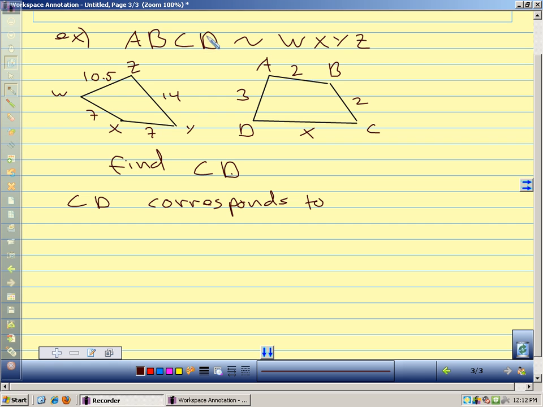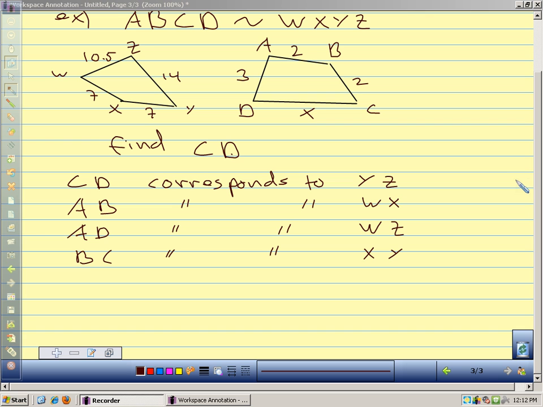So what do you say, Tyler? YZ. CD and YZ match up. So CD corresponds to YZ. Let's match up all of our sides. AB corresponds to which side on the other figure? WX. AD corresponds to which side? WZ. We're just matching up where they are in our similarity statement. And finally, BC corresponds to XY.